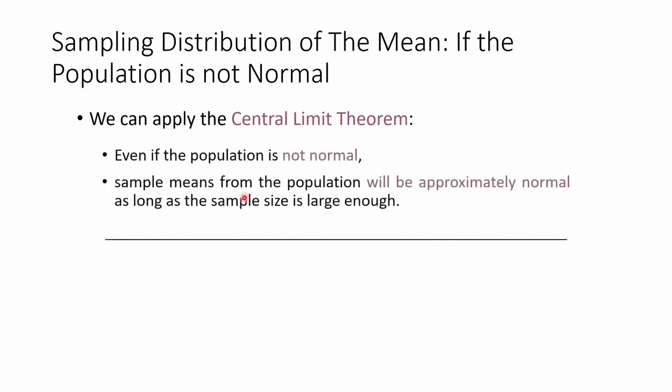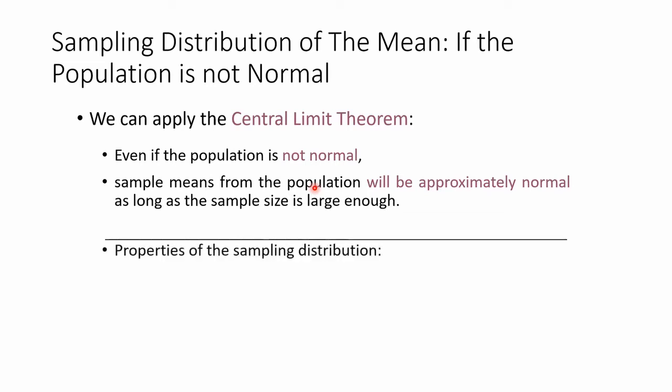Even if the population is not normal, the sample means from the population will be approximately normal. That's a key term here, approximately normal, as long as the sample size is large enough. Now, this is very important. The central limit theorem tells you even if your population is not normally distributed, your sample means from the population will be approximately normally distributed. However, there's a condition: your sample size should be large enough, right?